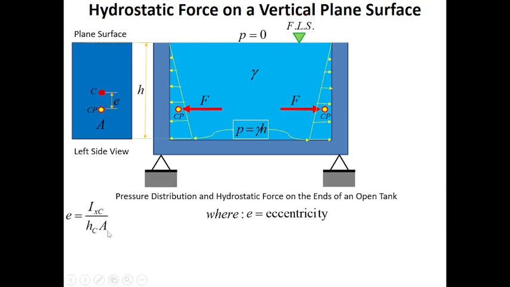So, and then the area of the plane surface. Area of this plane surface. Itong E na yan. So, yung E natin ay eccentricity: the distance between the centroid and the center of pressure. Okay? So, next, we have, ito yun, yung HC natin, no?